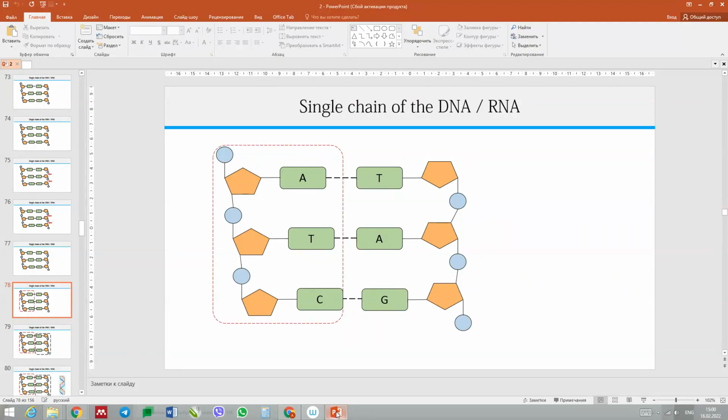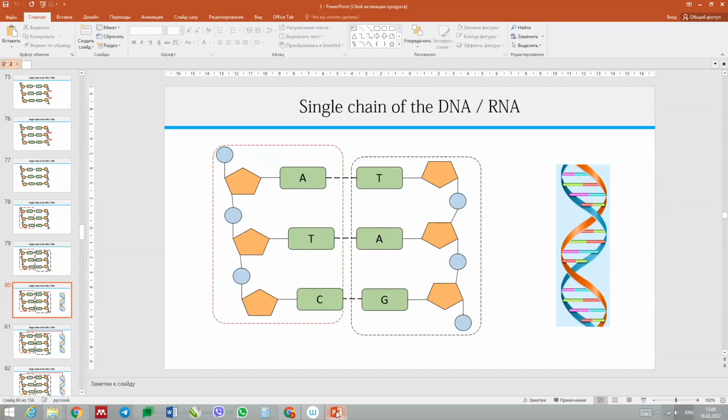So let's imagine that this is one line of the double helix. This is another chain of the double helix. And this is a beautiful three-dimensional visualization where this chain, for example, this one, and this chain, for example, the second one. So now you can understand how elementary building blocks are organized together in order to produce the double helix of the DNA.